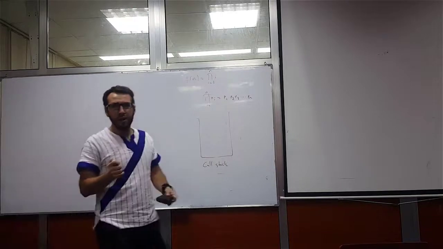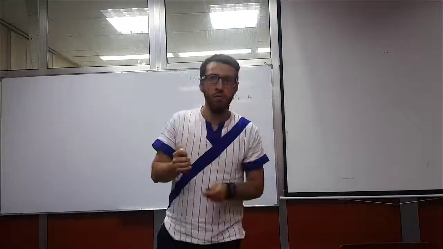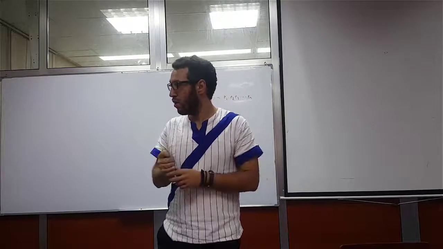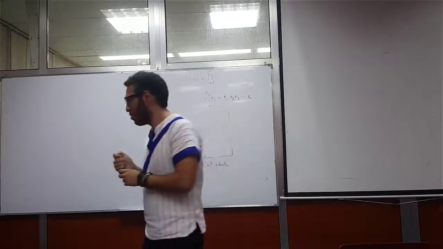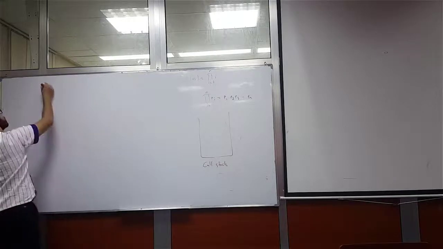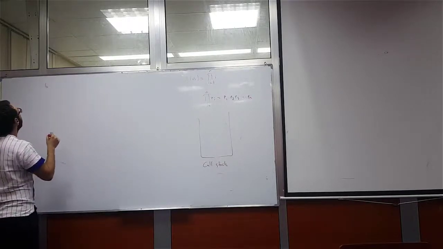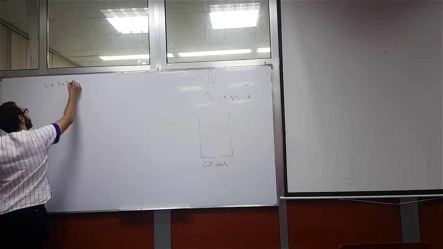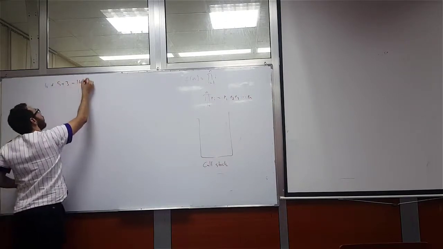Does anyone have a board marker? No? Okay, slightly, okay, it's better now. Let's say we have 6 times 5 plus 3 minus 14 over 2.